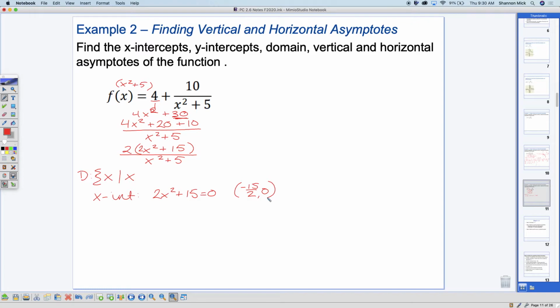Right? Okay, y-intercept, 0 for x. So that gives me 2 times 0 plus 15 over 0 plus 5. Would be 30. So it'd be 30 over 5, 6. So 6. Ooh, that's a backwards comma.